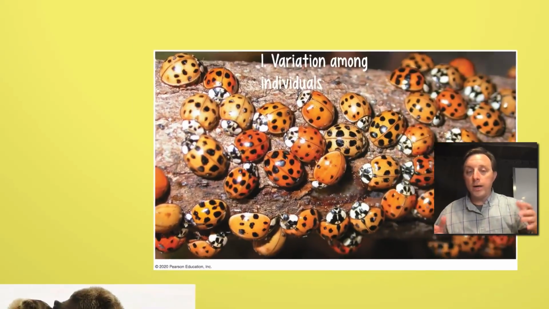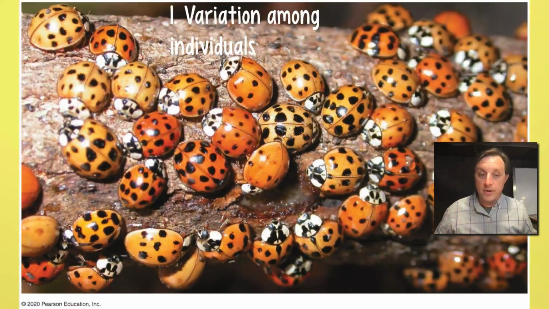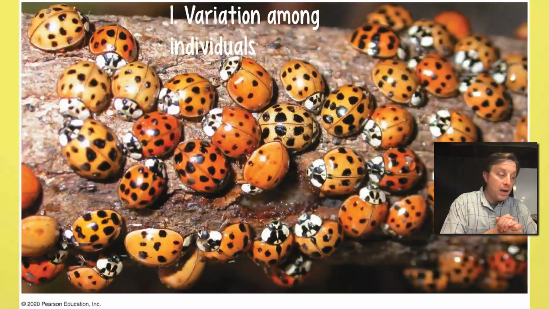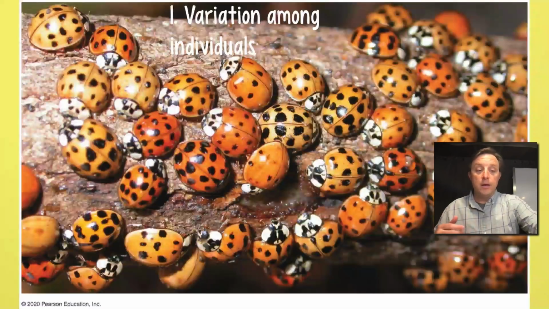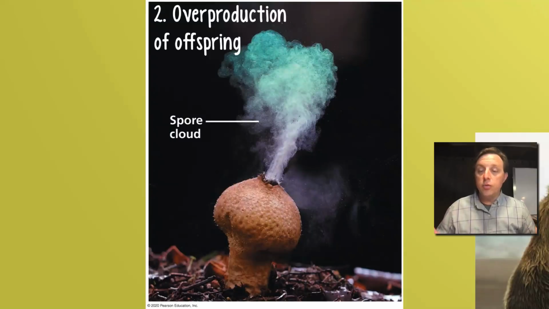Number 1, and this is just an observation that Darwin and others have made, is that there is great variation among individuals. Even within a single species, no 2 individuals are exactly alike. Number 2, every population has the ability to overproduce offspring. They can grow exponentially.